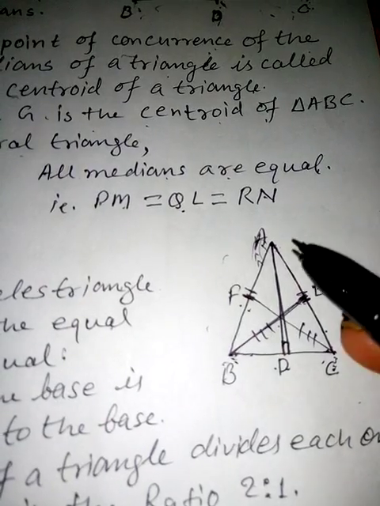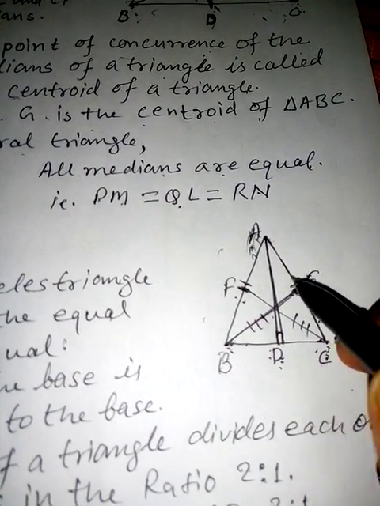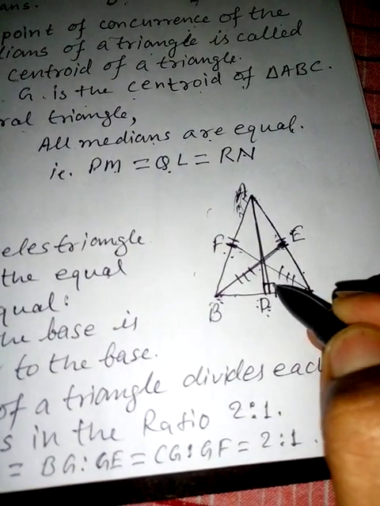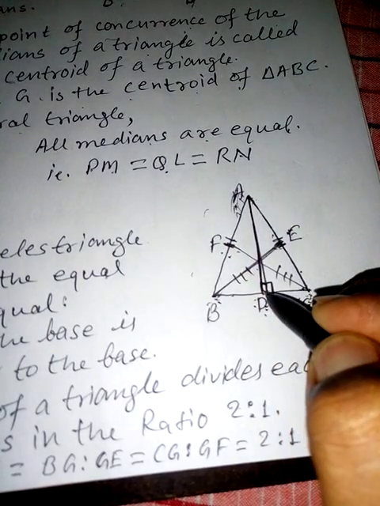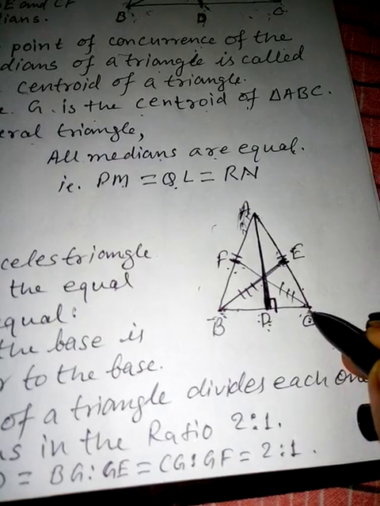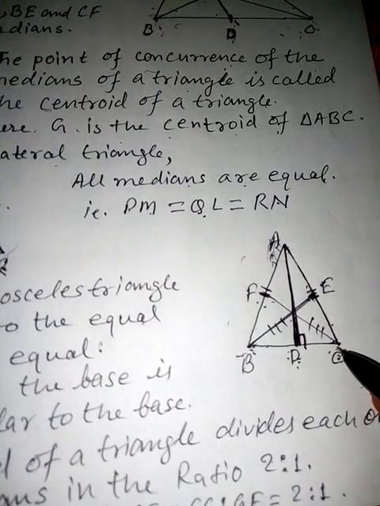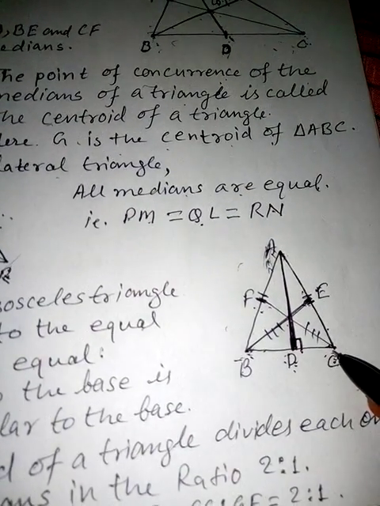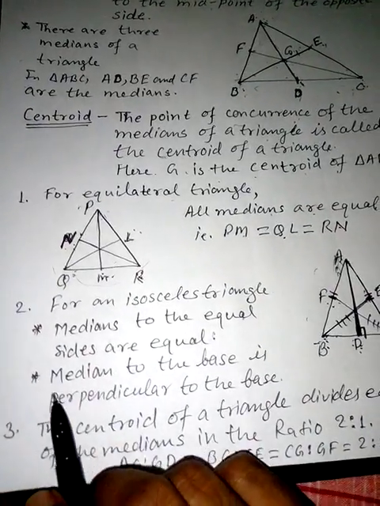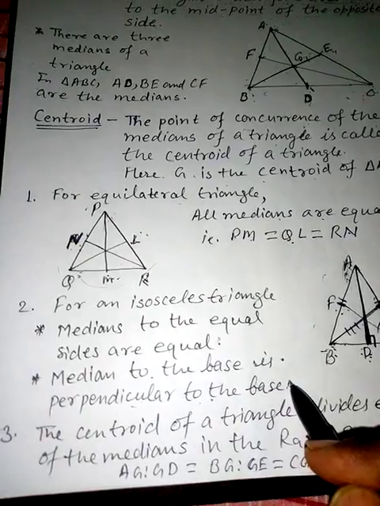And the last one, AD. AD is also a median, but it is not equal to BE and CF. But here you can see that AD is perpendicular to base BC. So the third median AD is perpendicular to the base BC. So the median to the base is perpendicular to the base.